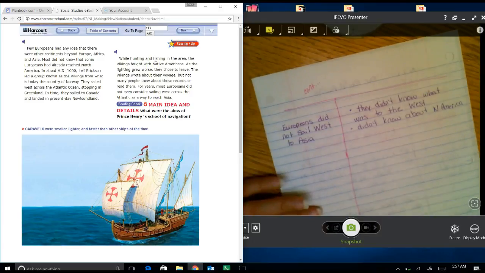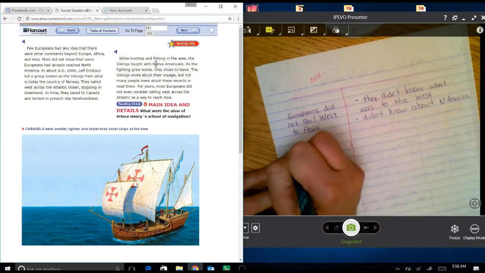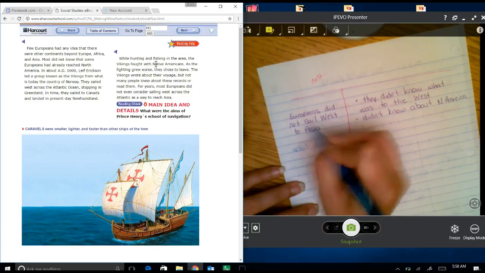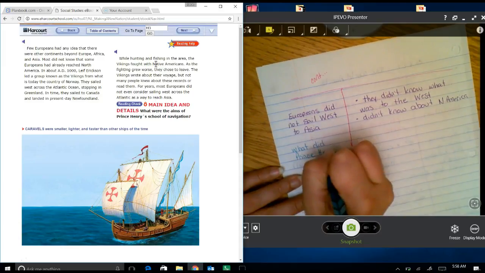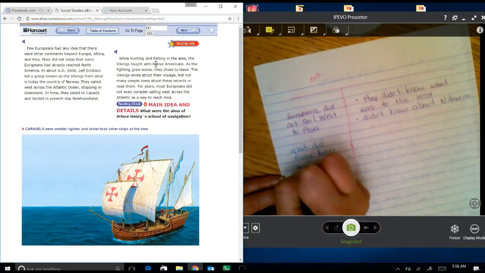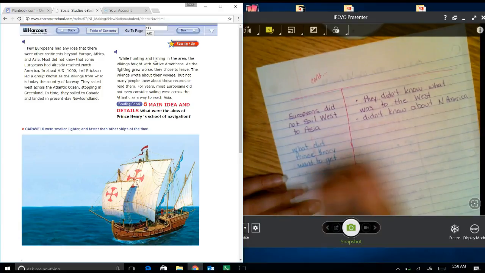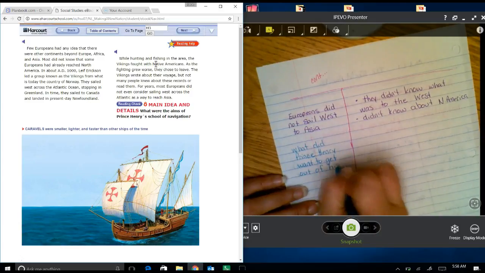So, my main idea for this is what were the aims of Prince Henry's School of Navigation? Okay, so here's my question. What did Prince Henry want to get out of his School of Navigation?